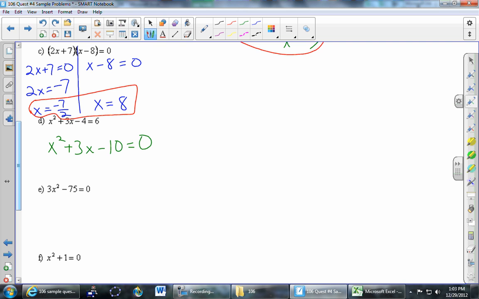And now we're going to try to factor, because if we can factor this thing, then it's going to look an awful lot like part C. Once it's factored, we can use that zero product property. So pause the video, take a moment, see if you can factor.